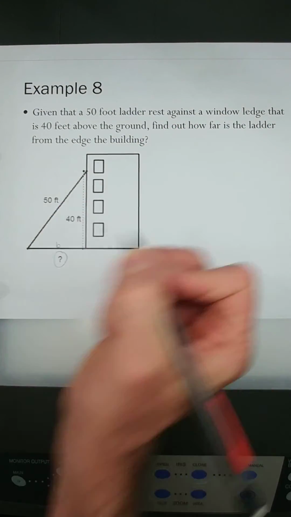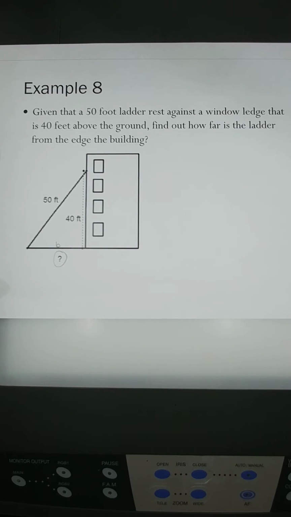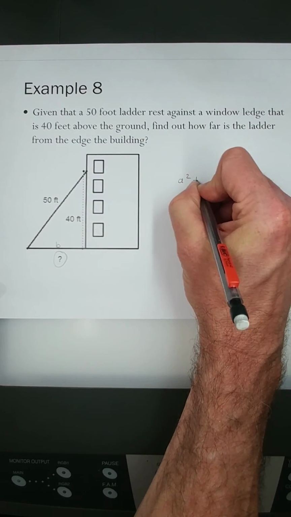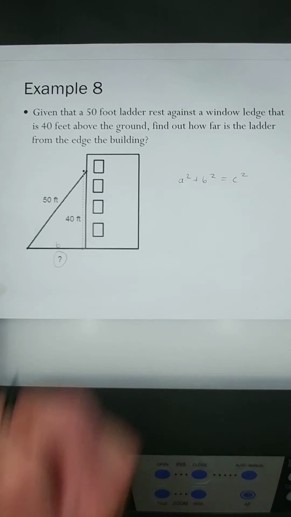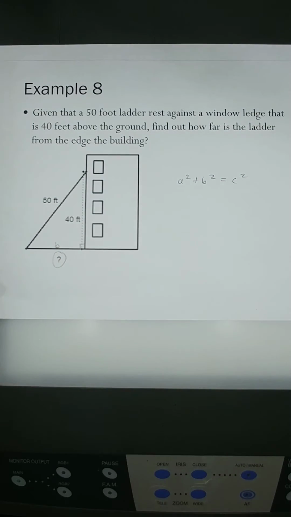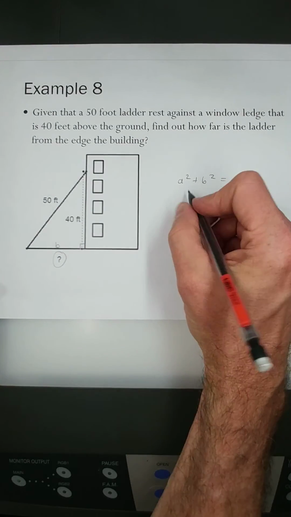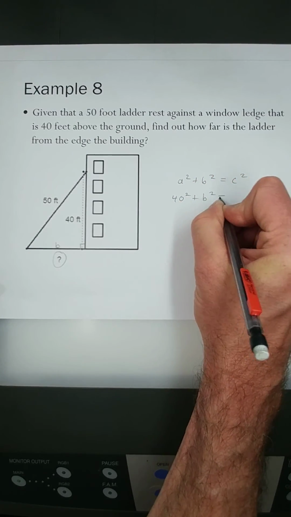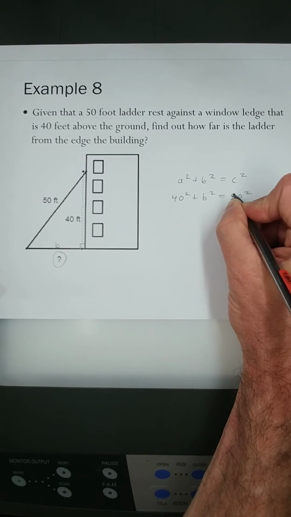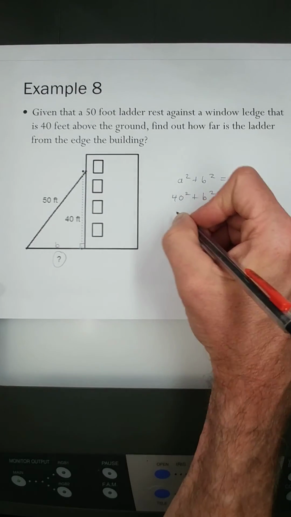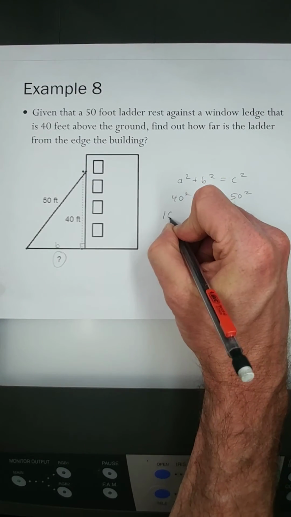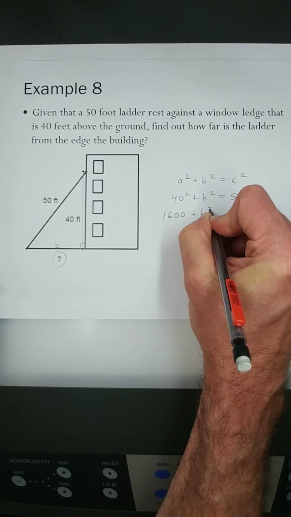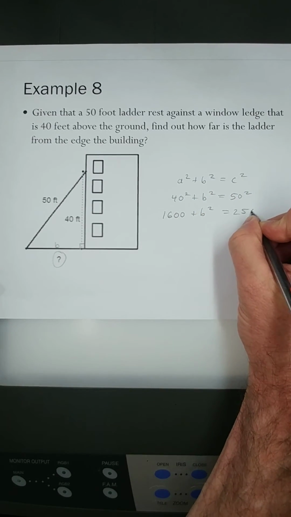So remember I said a and b are interchangeable. Let's say we make that b. So a squared plus b squared is c squared. Again, this would be assumed to be a right angle. It would be 40 squared plus b squared, our unknown, equals 50 squared. 40 squared is 1,600. 50 squared is 2,500.